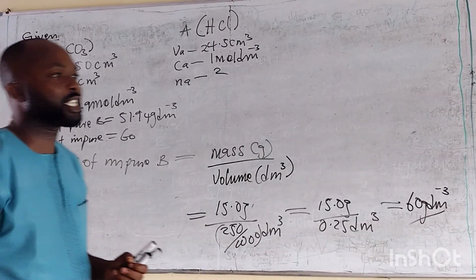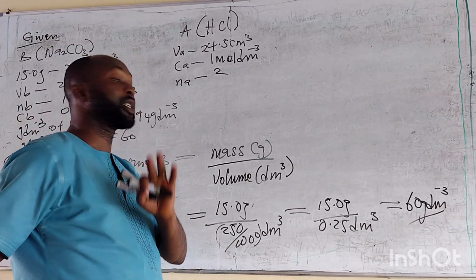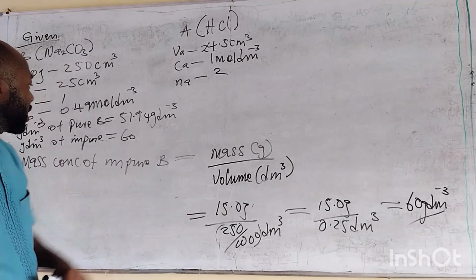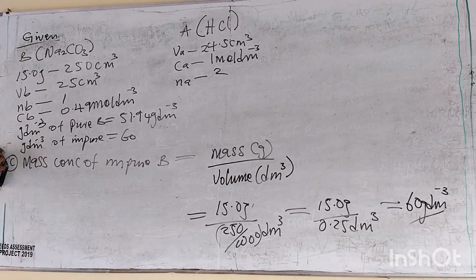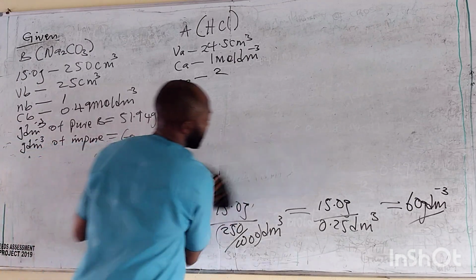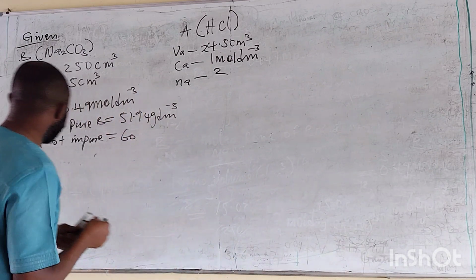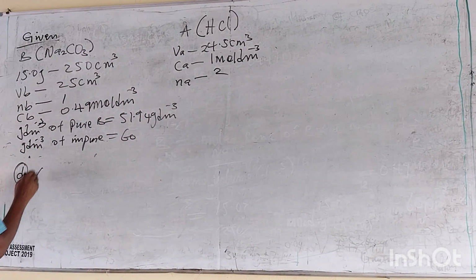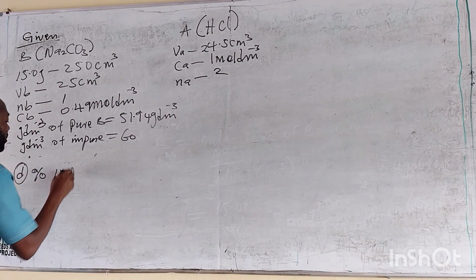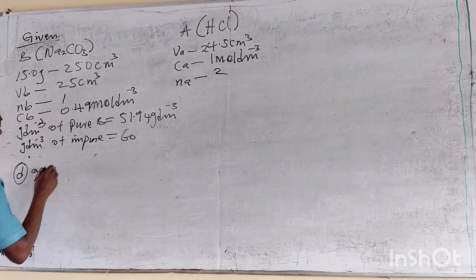Then the question says percentage impurity. We are going to get the percentage purity first. From there we get the other one. Okay, let me call that D. D says percentage impurity. Sorry, purity. Let's call it purity first.